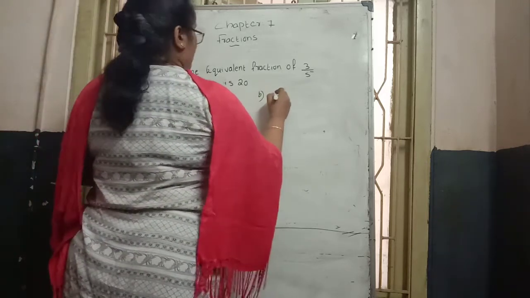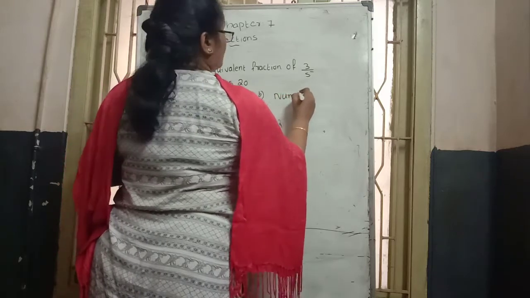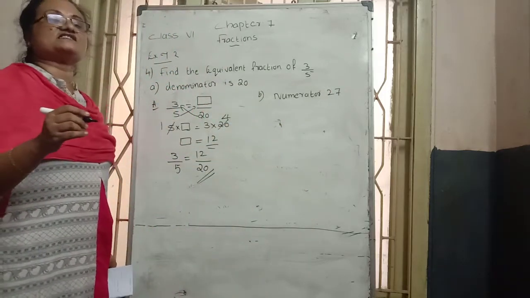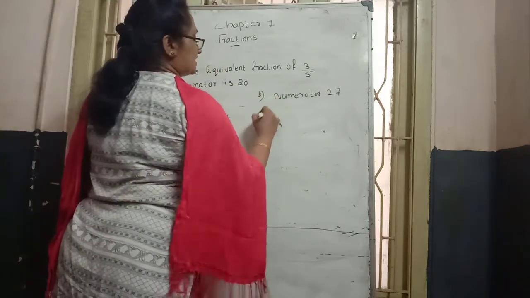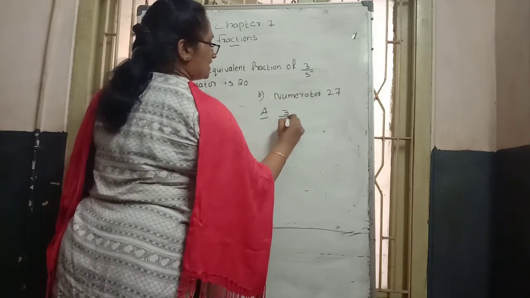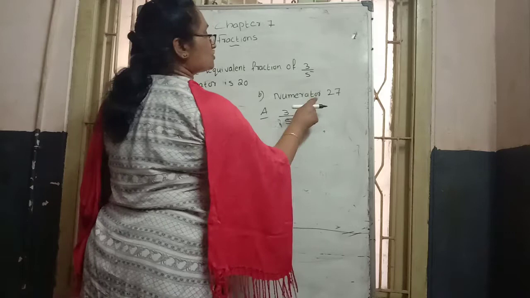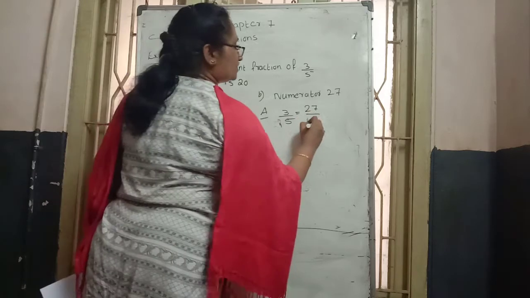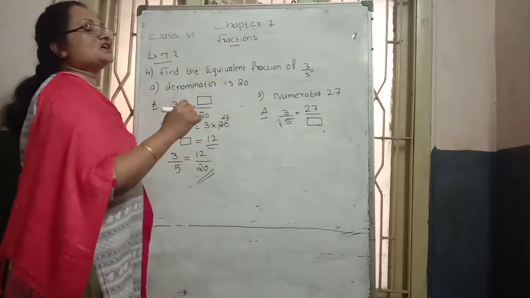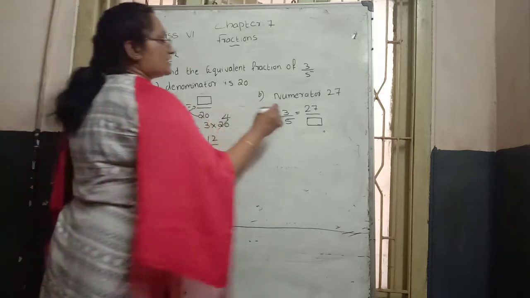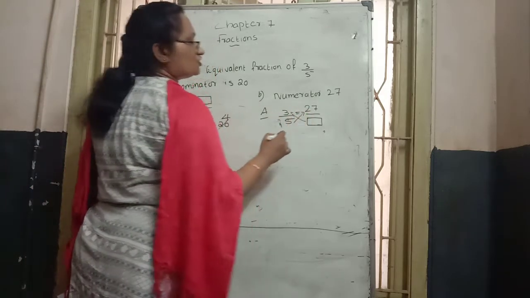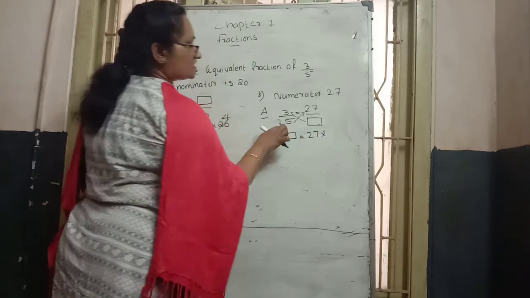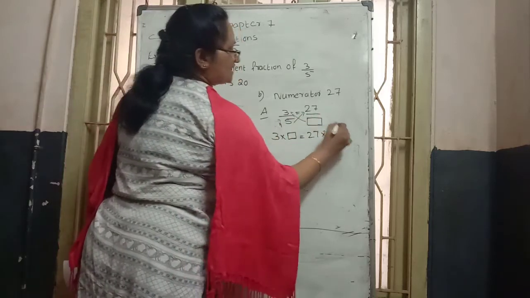Then B question. The numerator is given. Same fraction, find the equivalent fraction for which the numerator value is given as 27. How to find out? Same way. We want the equivalent fraction for 3 by 5, that is equal to, numerator part value is 27, denominator not given. Find out the denominator value. How to find out? In the unknown place, we put a box. Then cross multiply: box into 3 and 5 into 27. 3 into box is equal to 27 multiplied with the left side denominator. The left side denominator is 5.